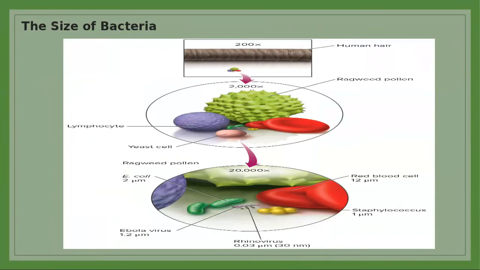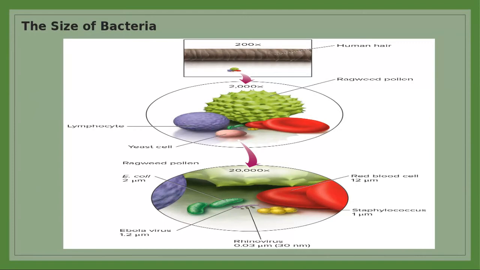Now the size. Bacteria is really small. We cannot see them without a microscope. Now we compare the size. Let's say this is our hair. So you can see your own hair, right? It's very visible with your naked eyes.